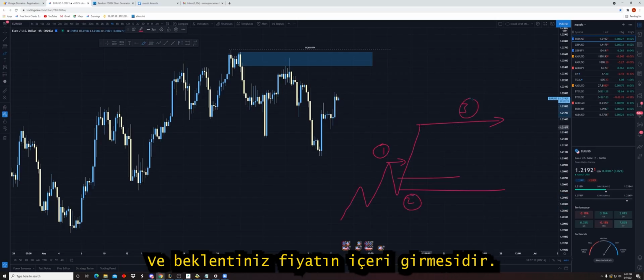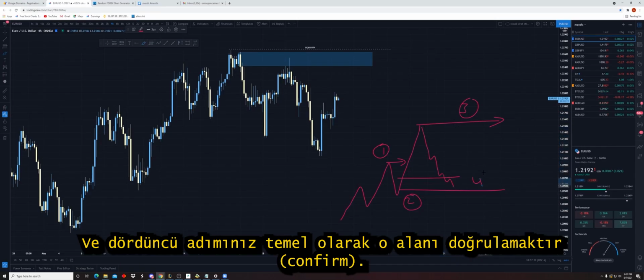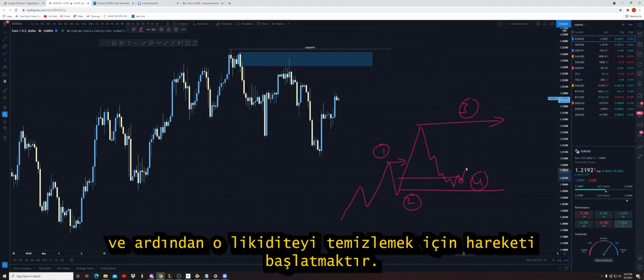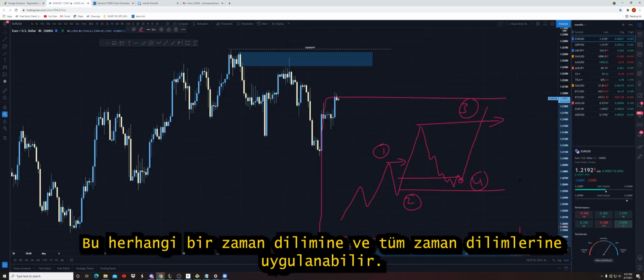And your expectation is that price will come in. And your fourth step is basically to confirm that area, look for double MetaFX blocks or Wyckoff to formulate in this area, and then begin the markup to come and clear that liquidity, right? This can be applied to any time frame and across all time frames.